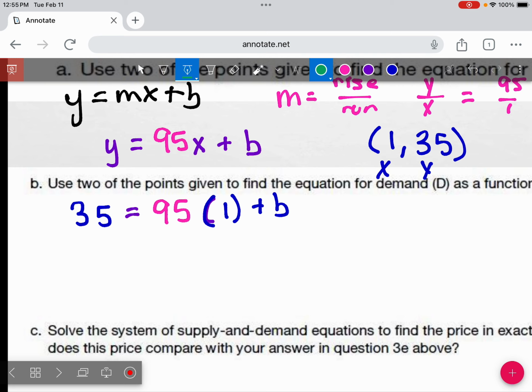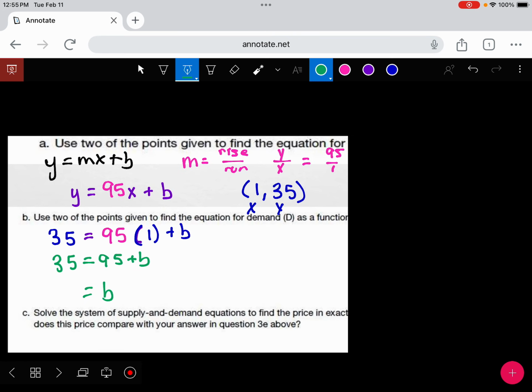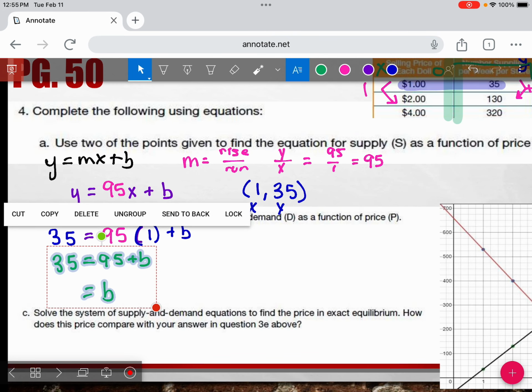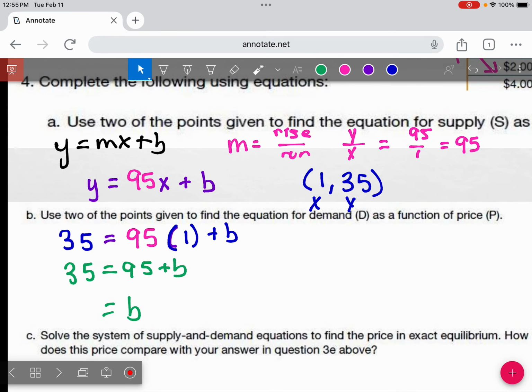So if we substitute in our x and our y here, we can solve this around. We get 35 equals 95 times 1, which is 95, plus b, and what is our b going to equal? What do we do to get b by itself? Minus the 95. Oh, and I definitely just realized this crossed into the other set of equations. I crossed the instruction, but that's okay. If we minus 95 from both sides, that's going to give us b all by itself. And that means our b is negative 60.